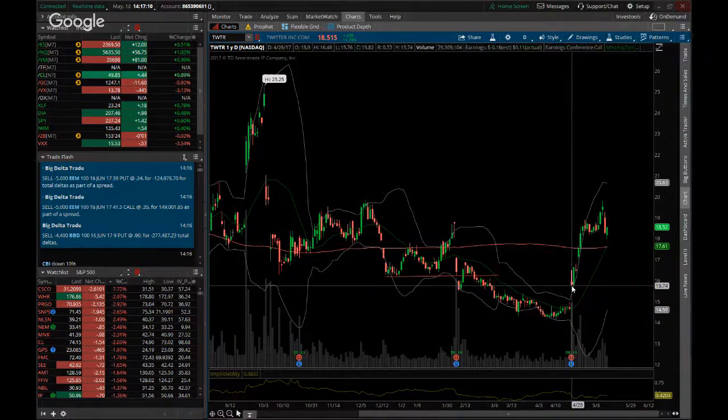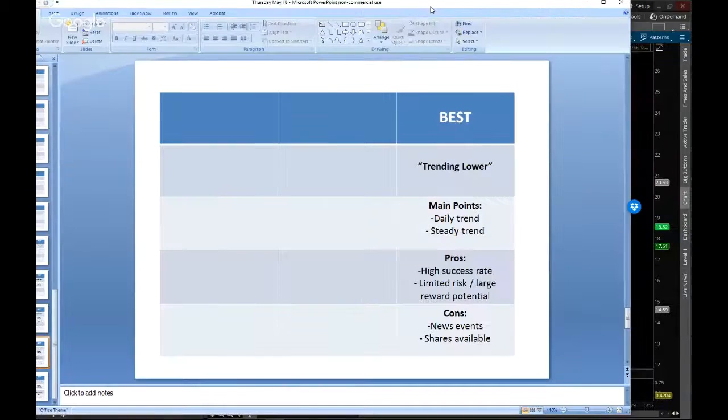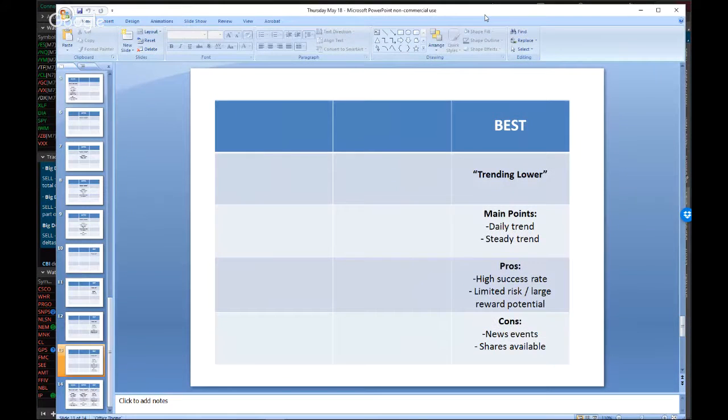So news, that's a negative thing. It's really a negative thing for any short position. You could be short at any point and news comes out. I mean, you could be long at any point and news comes out. It's just the way the markets are moving right now. News has a pretty good impact.